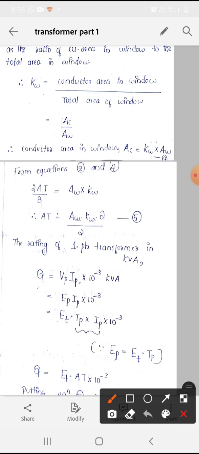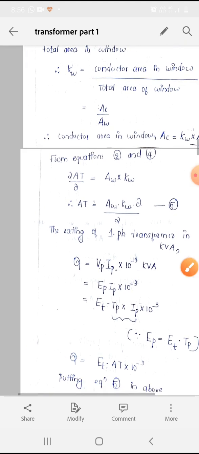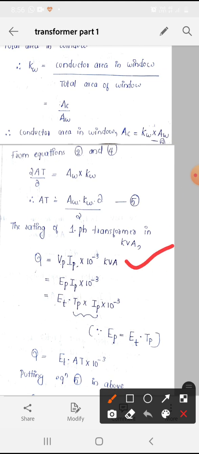Now next we need to know the rating of a single phase transformer in kVA. The rating of a single phase transformer in kVA is given as Q is equal to Vp Ip into 10 raised to minus 3 kVA. So you don't need to change it into kVA. It is already changed into kVA by the 10 raised to minus 3. Okay, so you need to be careful here. So this Vp Ip can be replaced as Ep Ip into 10 raised to minus 3.